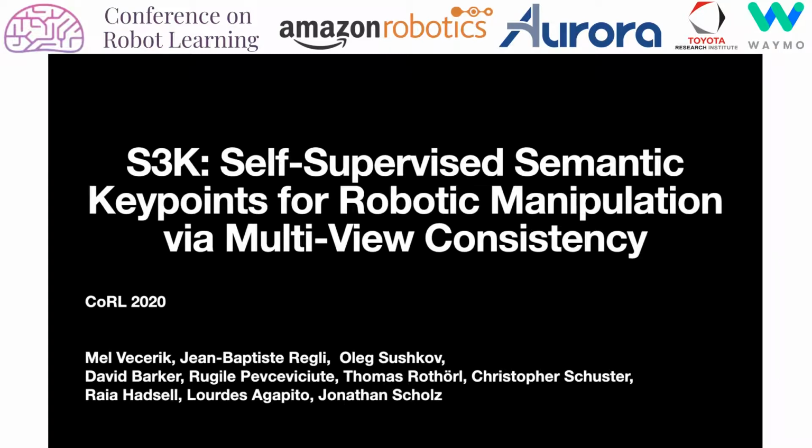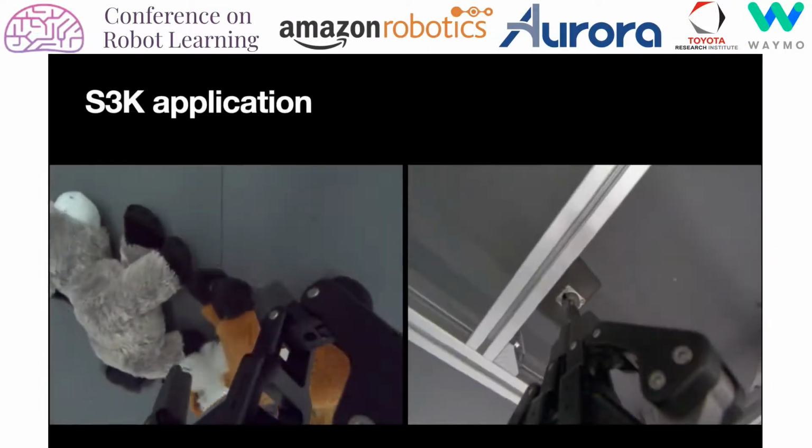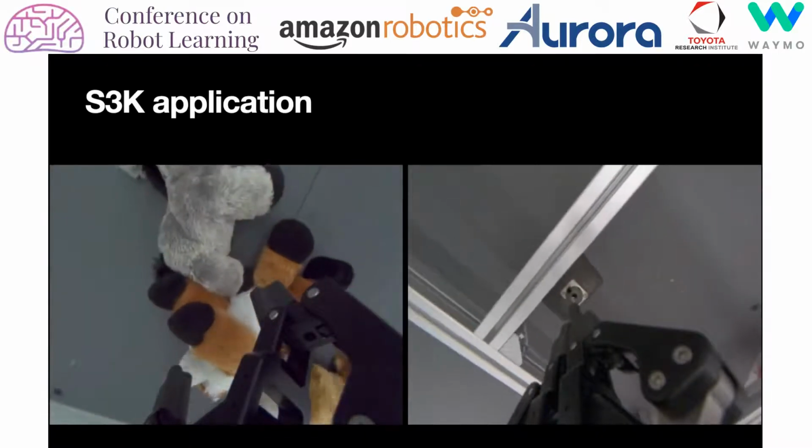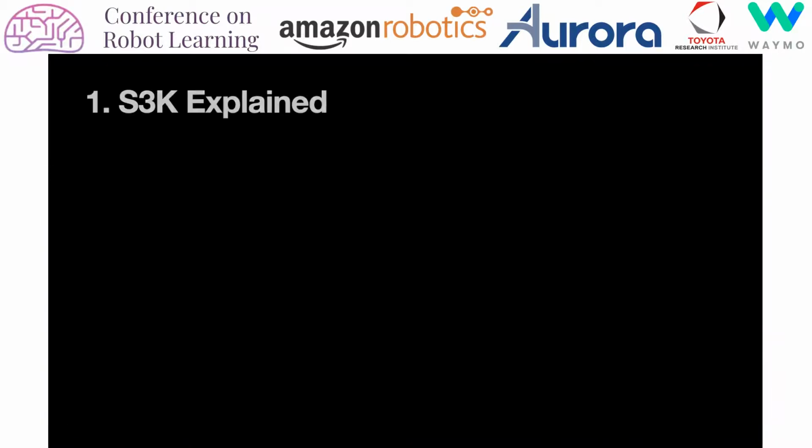Let us present S3K, Self-Supervised Semantic Keypoints for Robotic Manipulation via Multi-View Consistency. Within this paper, we show how to use keypoints to solve tasks such as grasping a deformable object or inserting a flexible cable. The goal of S3K is to detect keypoints in images.